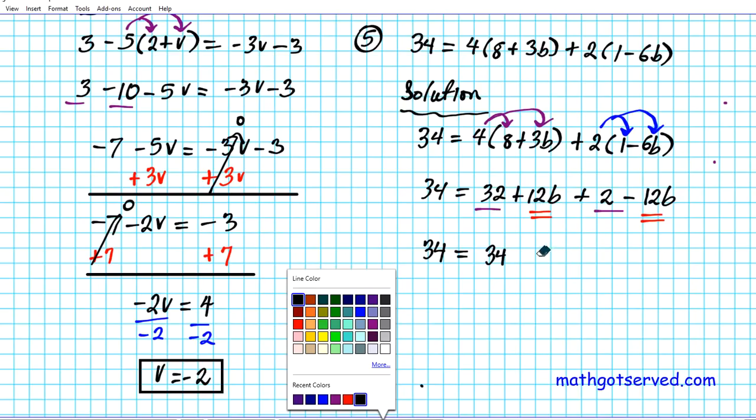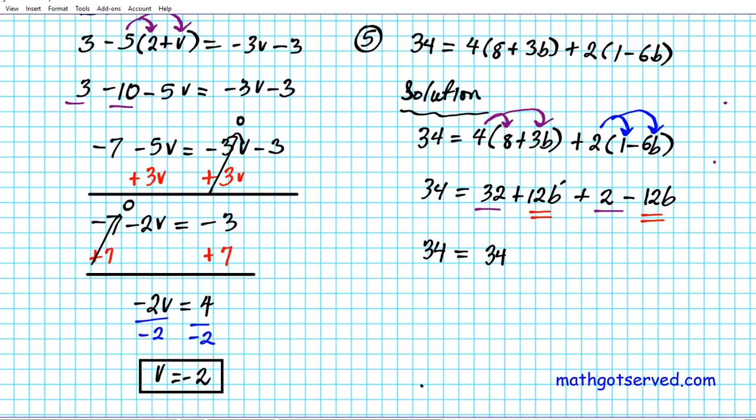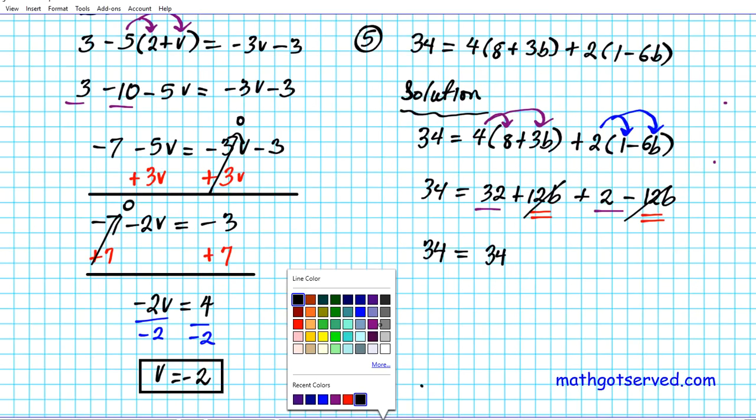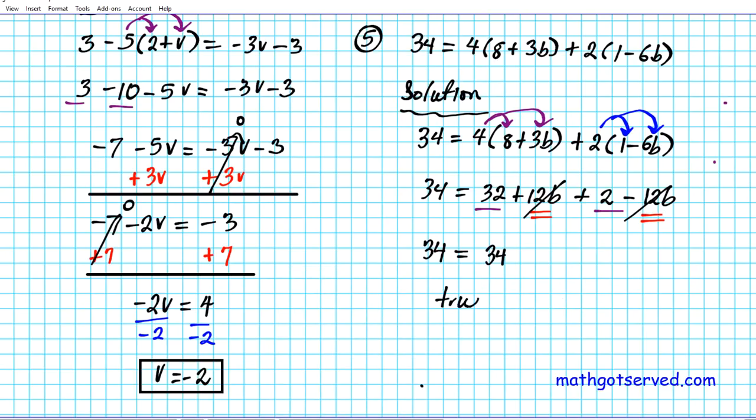So we are going to proceed to combine them also. Positive 12b minus 12b, opposite signs, you subtract. So in this case, they basically add up to 0. These two literally take each other out. We end up with 34 equals 34. What kind of statement is this? Ladies and gentlemen, this is a true statement.